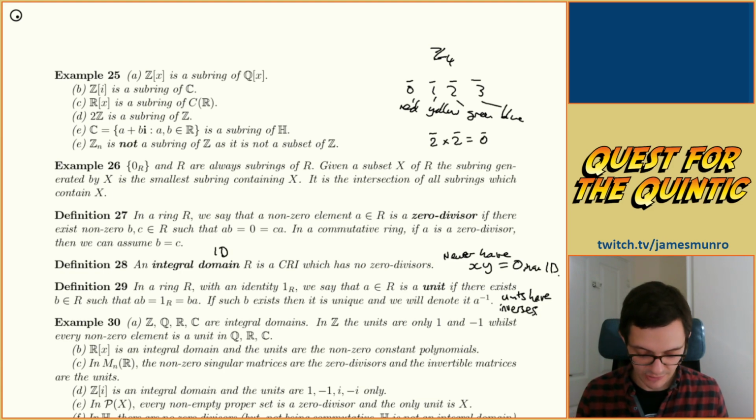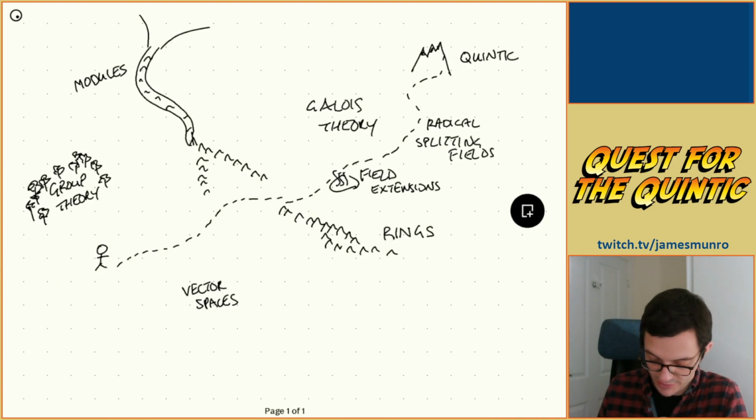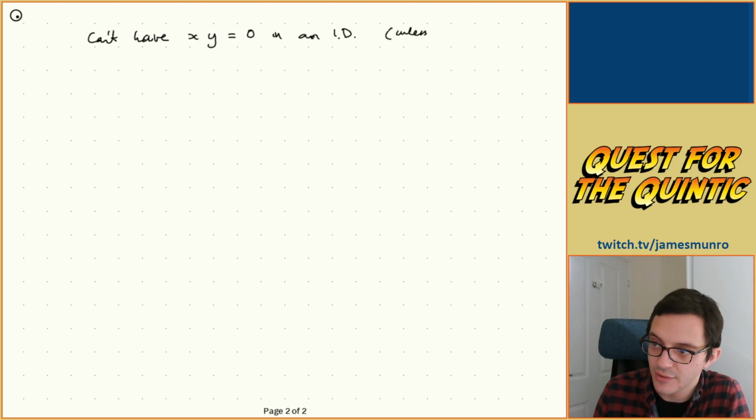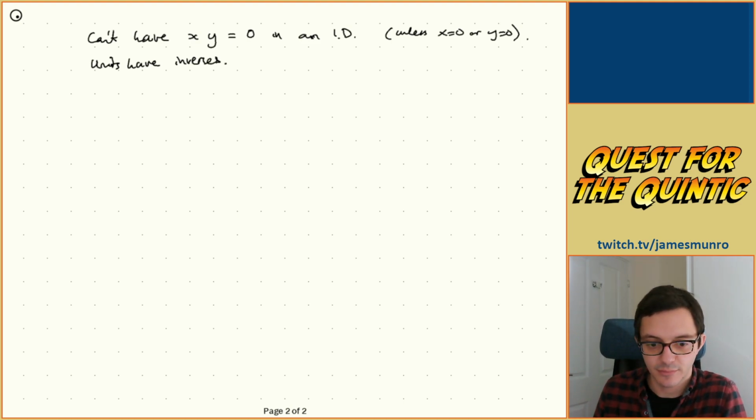Let's do a quick quest log. So back to the map. What have we learned? We've learned that you can't have x times y equals 0 in an integral domain unless x equals 0 or y equals 0. We've learned that units have inverses. And we've seen a whole bunch of notation.